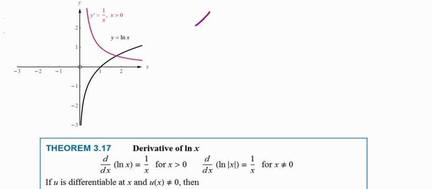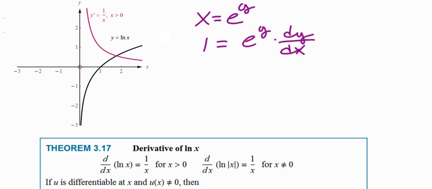So if we go ahead and say, given this function, x equals e to the y, and we want to implicitly differentiate both sides of the equation, I would get 1 equals e to the y, and because of the implicit differentiation, we have to do the chain rule, multiplied by dy/dx. And then from here, I'm going to solve for dy/dx, and I have the equation 1 over e to the y.